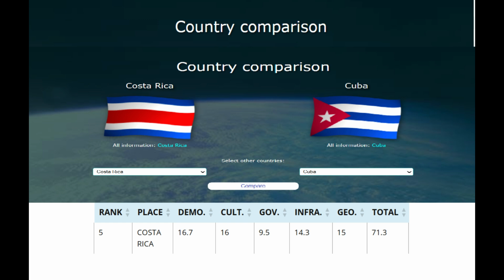So the fifth and final country in this ranking that isn't in the honorable mention but the top five is Costa Rica with a score of 71.3.